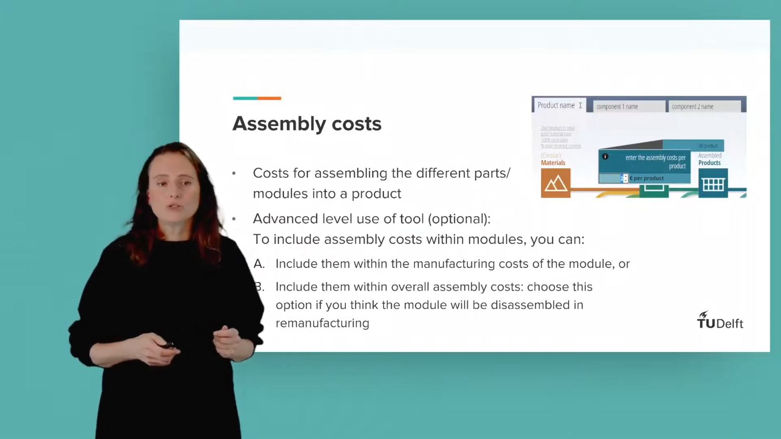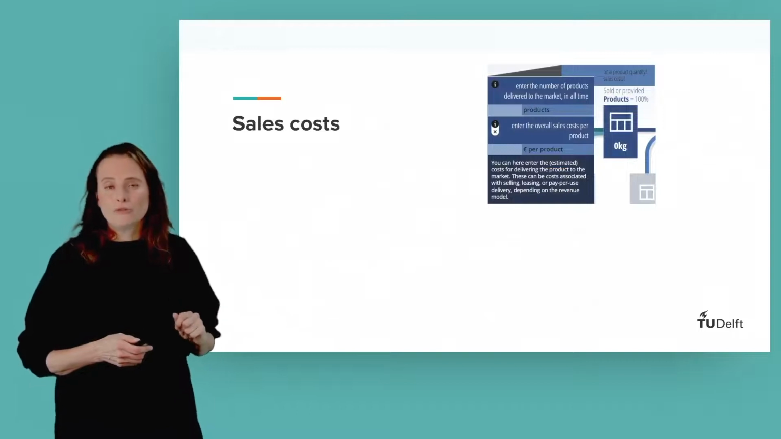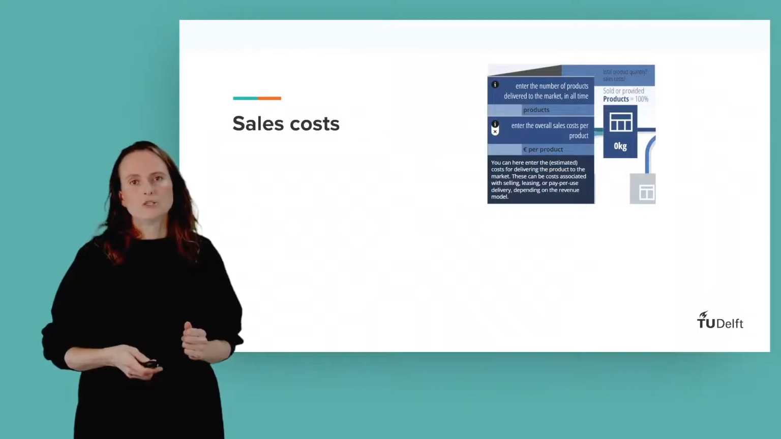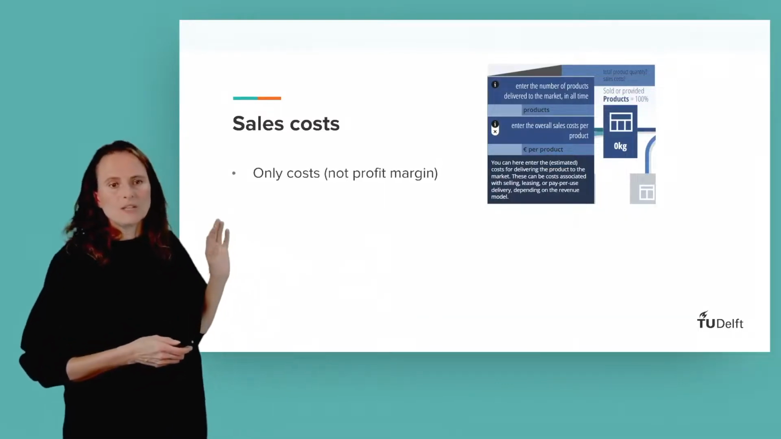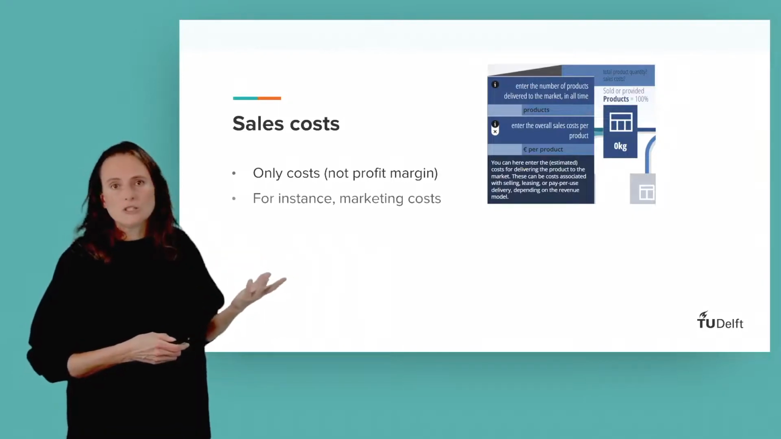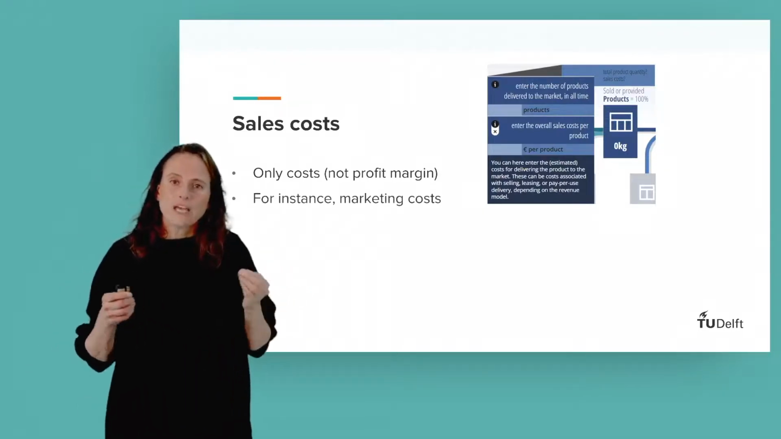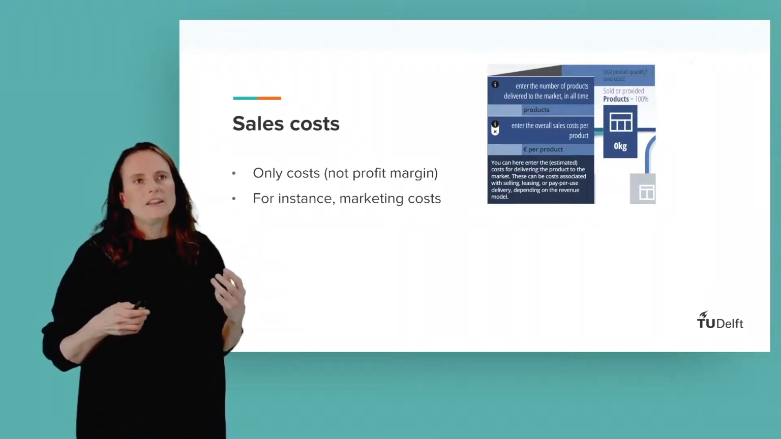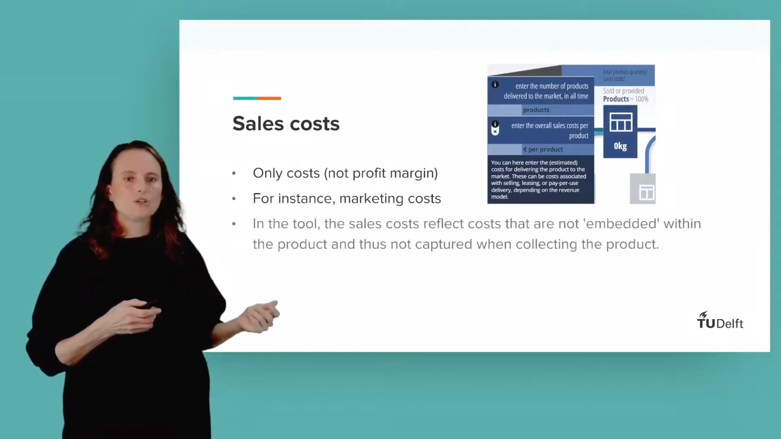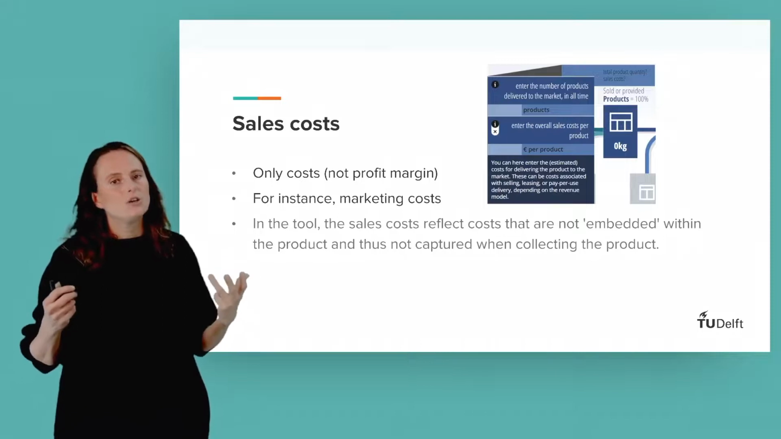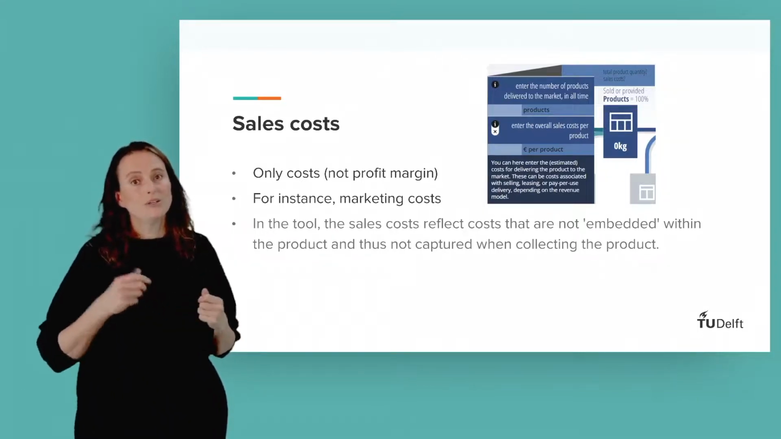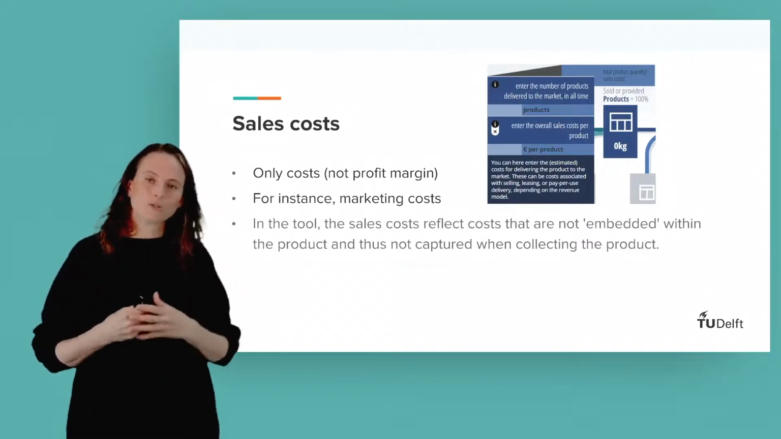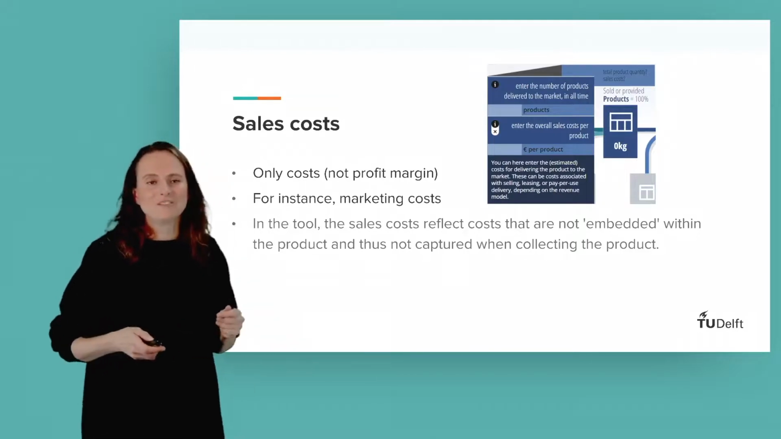Another question was about the sales costs. This doesn't include the profit margin. It's really about all the costs together will add up to the total costs that you're making to manufacture a product. So not a profit margin, but for instance, marketing costs. And the reason why we have this separate is that in the tool, these are all the costs that are not embedded within the product. So if you're collecting the product, these costs will not be captured. So they will not be feeding into the value hill. So you would have to add them again each time you cycle the product. So I hope this makes things clearer.